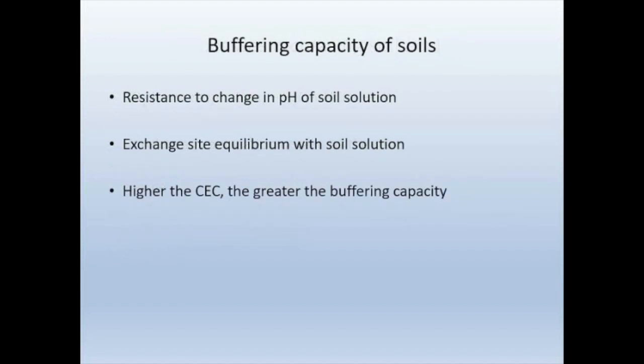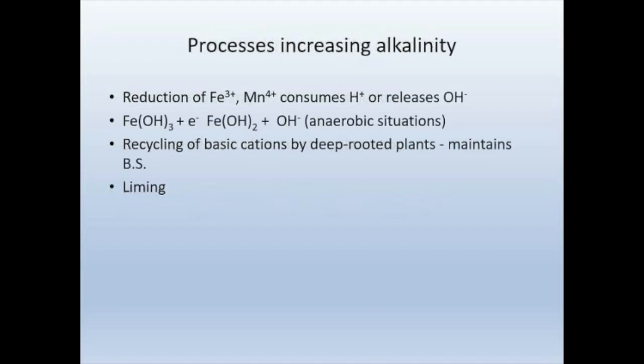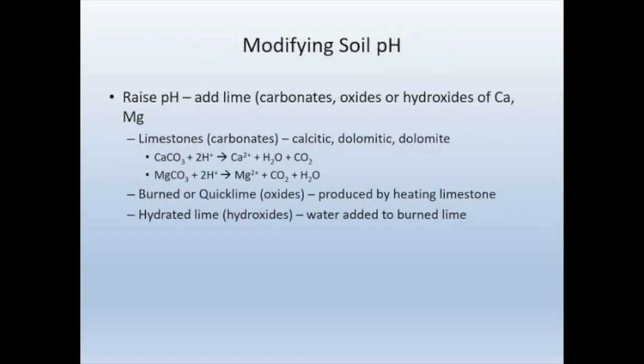And our buffering capacity, that liming requirement, that's our resistance to change. And the exchange sites are in equilibrium with the soil solution. So the higher the CEC, the greater our buffering capacity. To manage pH, usually we're increasing alkalinity. We're adding lime, we're adding OHs to the soil, we're recycling bases. So liming is how we are going to manage our pH.